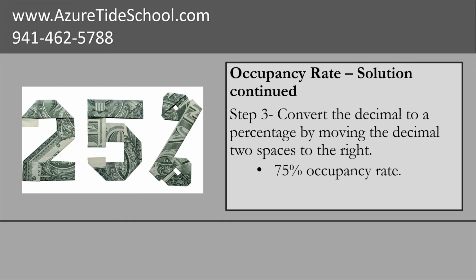Occupancy rate solution continued. Step 3. Convert the decimal to a percentage by moving the decimal 2 places to the right. So 0.75 becomes 75% occupancy rate.